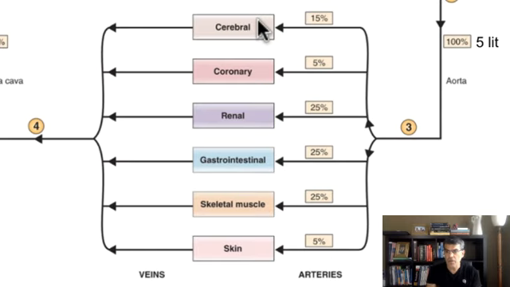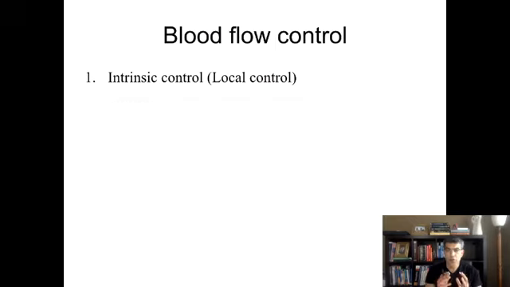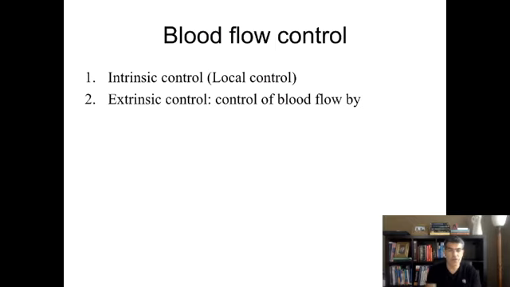Or you can use a combination of both of them. Close one artery and distribute this blood to other organs and increase cardiac output. So that's how we're going to make sure every organ is going to receive the amount of blood that they need to. To control blood flow, we use 2 different mechanisms.